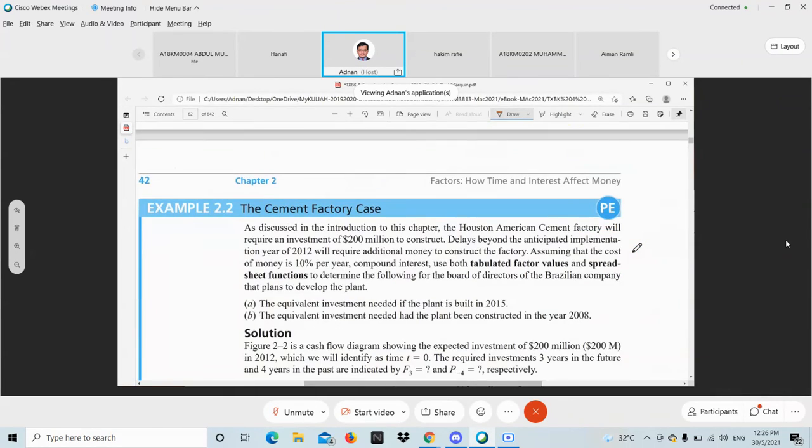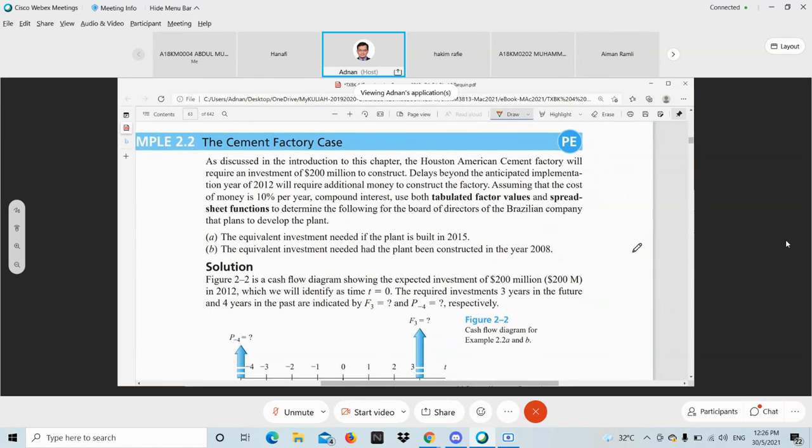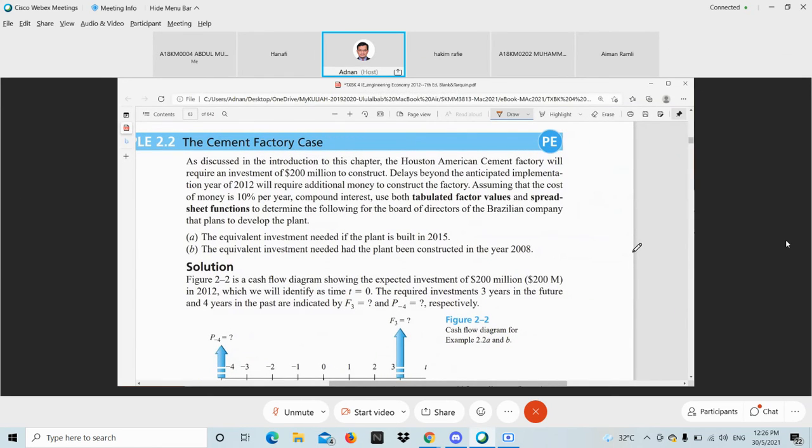Okay, this is another example here, cement factory. Houston American cement factory will require investment of 200 million. Okay, so now this is coming back to engineering. Your company wants to invest 200 million to construct a cement factory. Delay beyond the anticipated implementation year 2012 will require additional money to construct the factory.